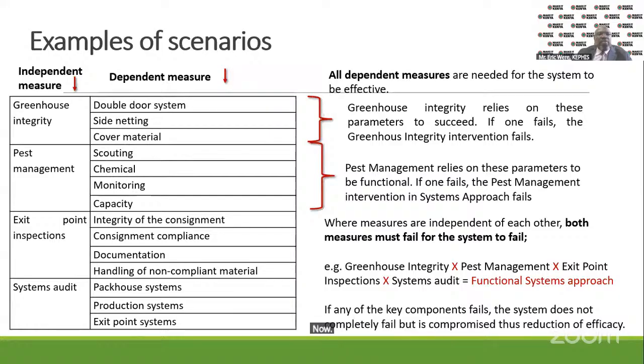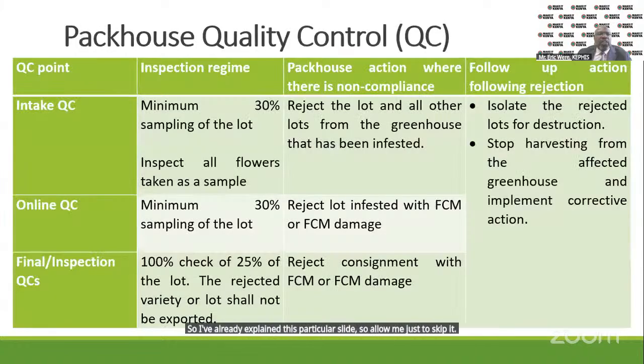Now, if I may, let me give you some scenarios just to help you understand more. Let's say, for example, greenhouse integrity. I'm looking at the double door. And what will greenhouse integrity rely on to succeed? I've already explained this particular slide, so allow me to skip it and go to your pack house.